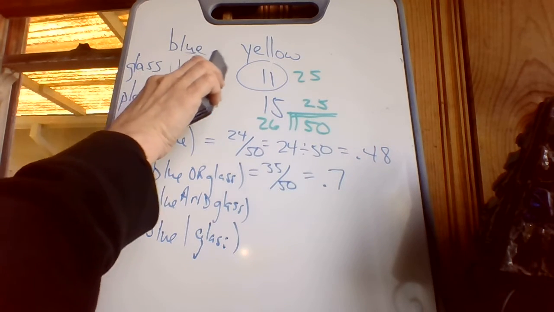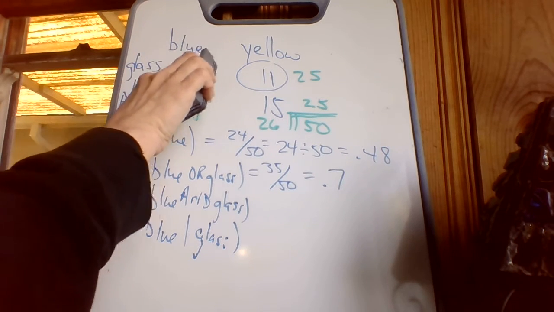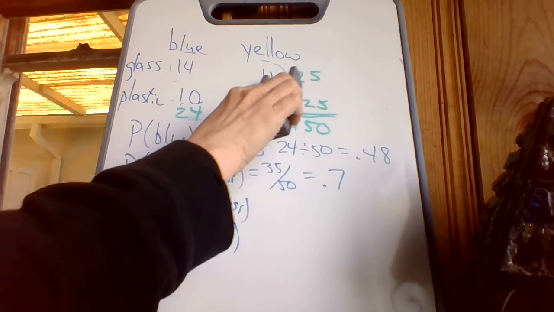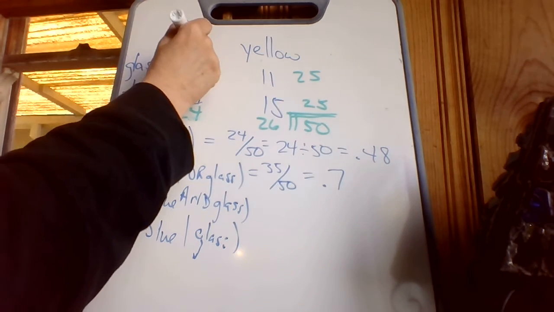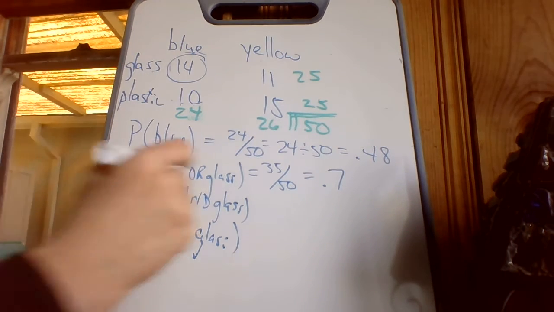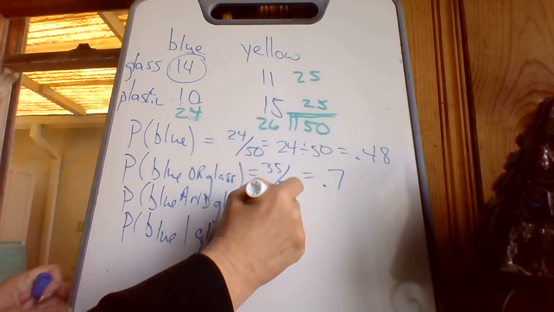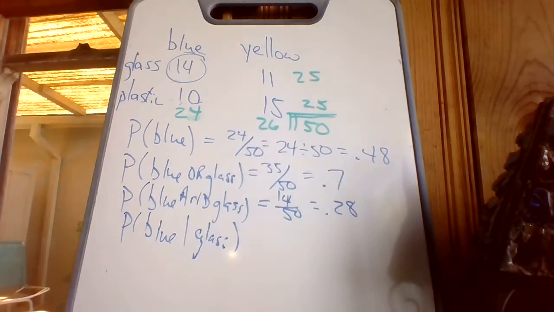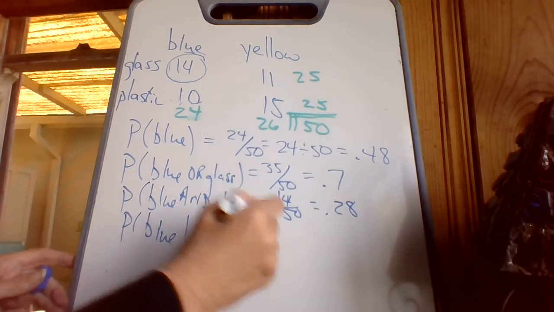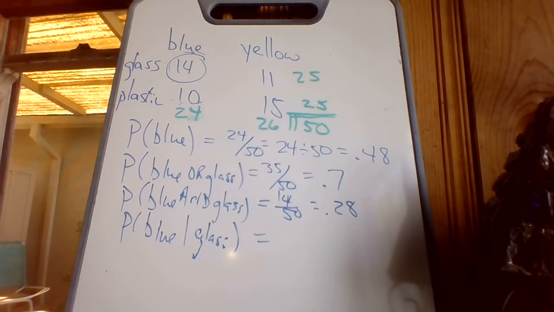All right, now I need to go on to and. So I erase the 3 circles. And probability of blue and glass. Only 1 circle, it's got to go right here, blue and glass. Okay, so that's 14. So 0.28. And then that last one, that's the one where it has a weird denominator.